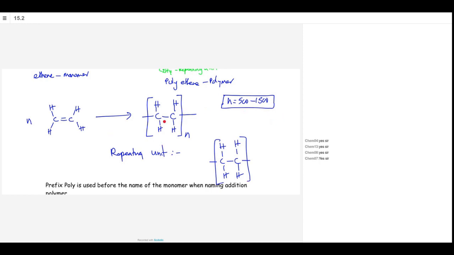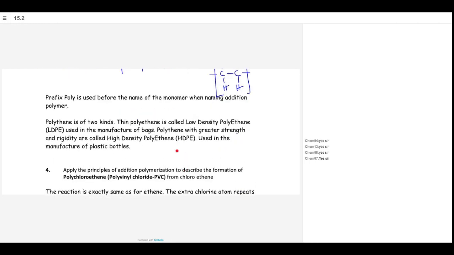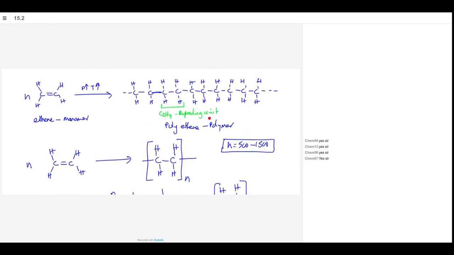So when naming addition polymers, we simply use the prefix poly before the name of the monomer. If the monomer is ethene, the polymer is polyethylene. Likewise, if the monomer is propene, the polymer is polypropene. If the monomer is vinyl chloride, the polymer is polyvinyl chloride, right?